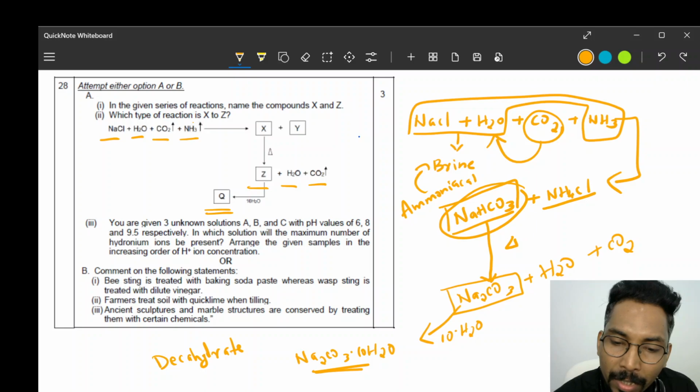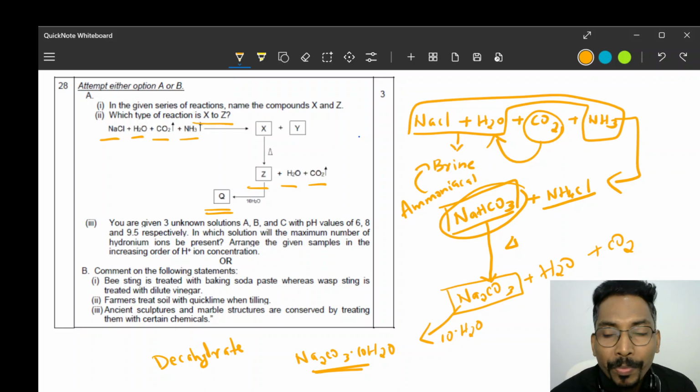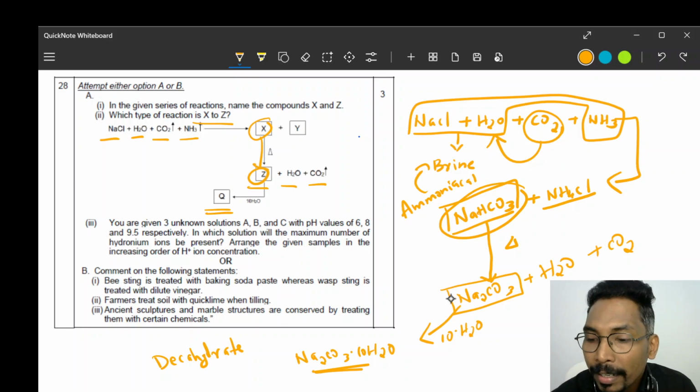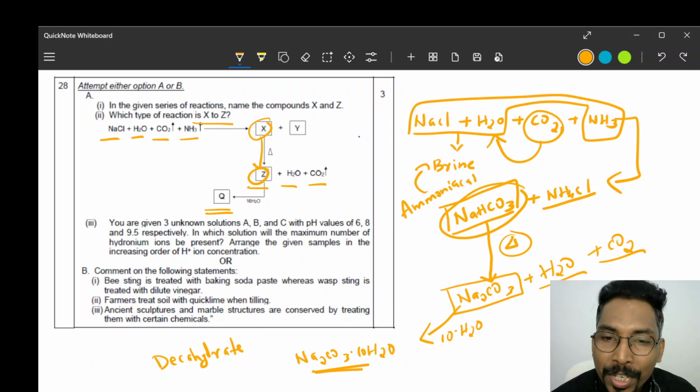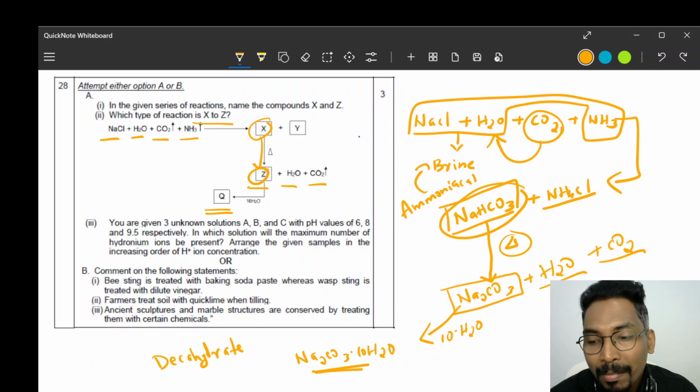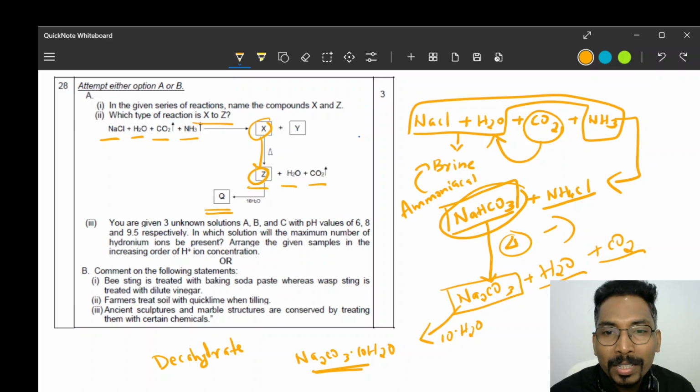And which type of reaction is X to Z? That means NaHCO3 converting into Na2CO3 plus H2O plus CO2 by absorbing heat. What is that reaction? That is thermal decomposition reaction. Thermal decomposition of sodium hydrogen carbonate, or you can say that is an endothermic reaction also. Endothermic. Why? Because that is absorbing heat.